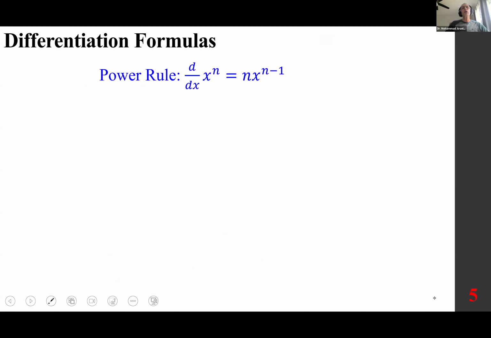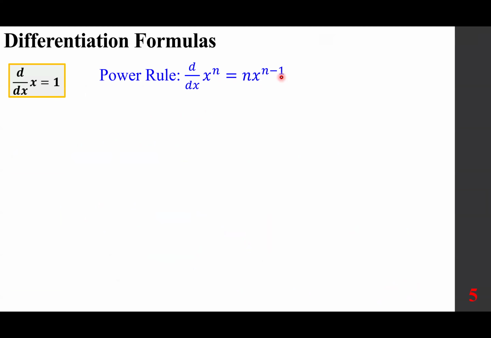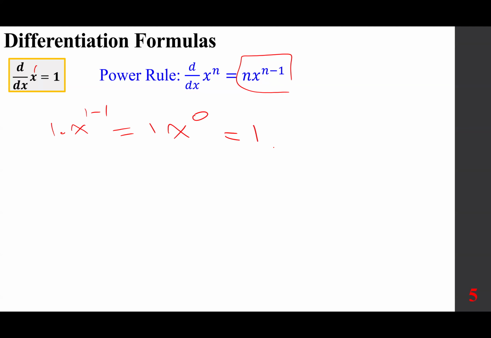So let's start with the power rule and see some of the rules that are used here. d/dx of x to the power of n is n x to the power of n minus 1. Therefore, d/dx of x must be 1. Just remember, the exponent is 1 here. So it becomes 1 times x to the power of 1 minus 1, which is 1 times x to the power of 0, which is 1. Okay. All right. Then we have more.